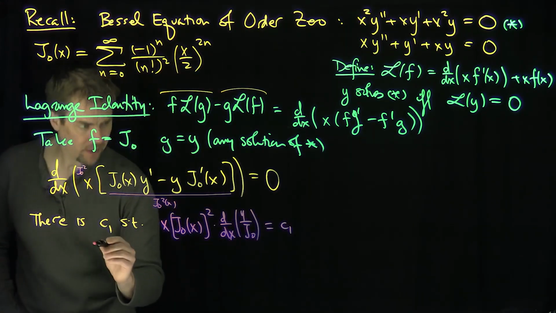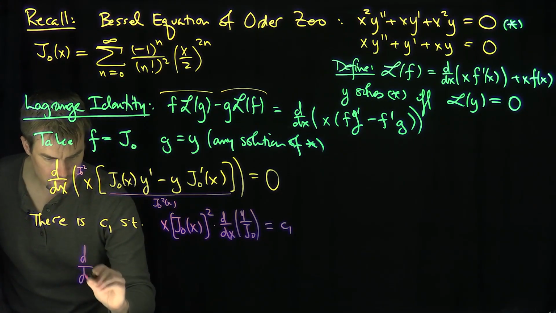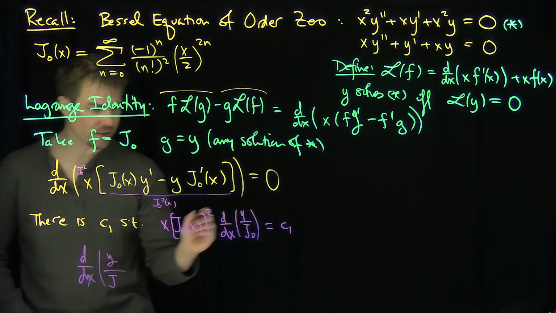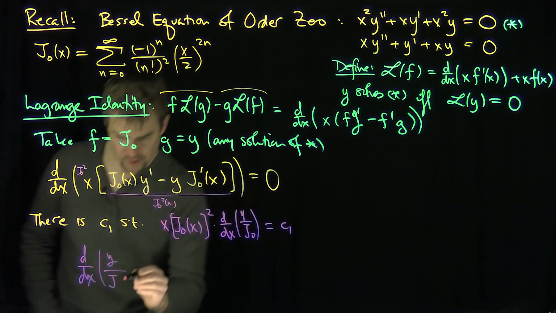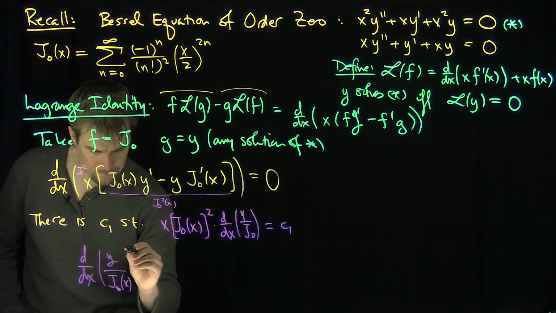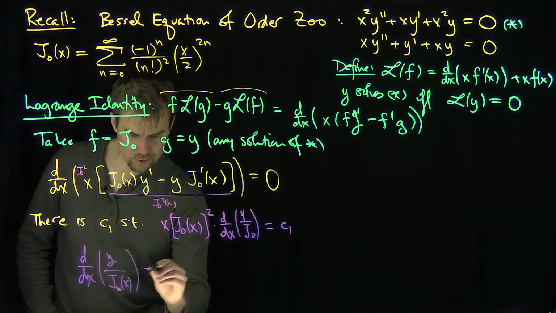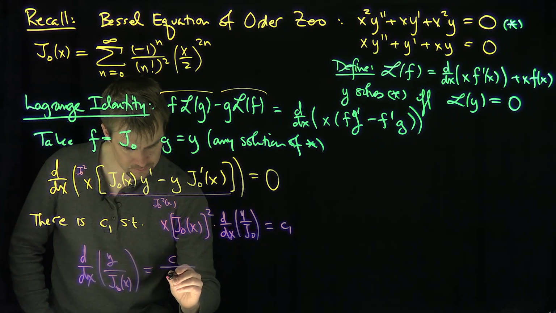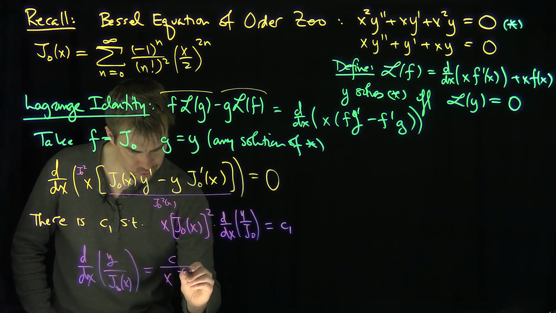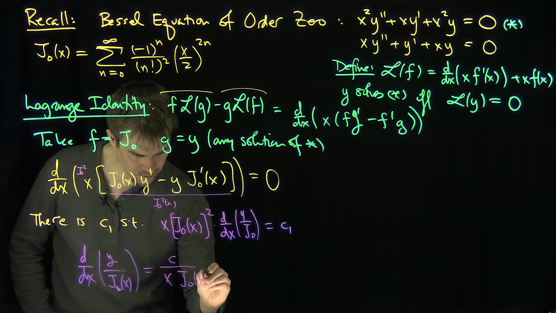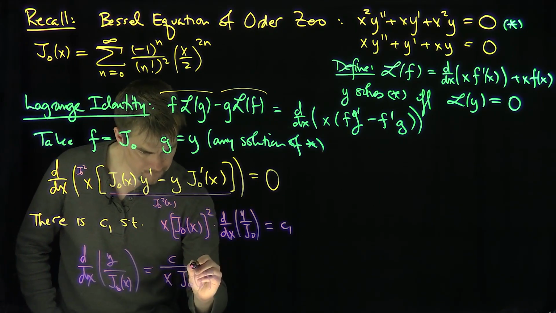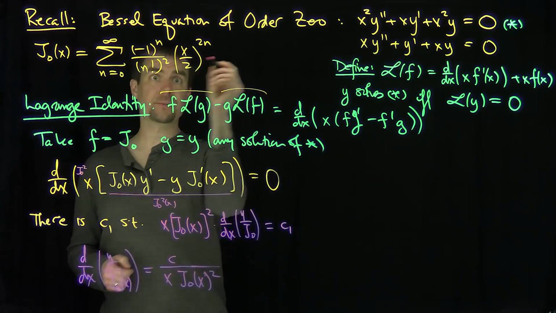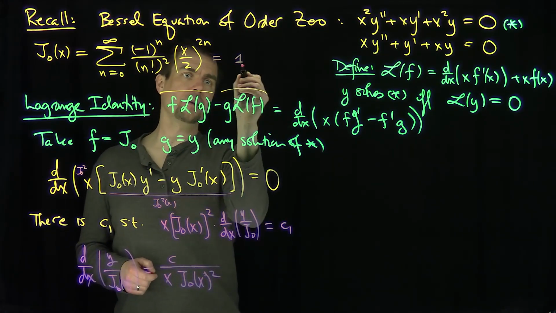So therefore, d by dx of y over J0, so that's of course J0 squared, just J0 of x, is equal to a constant c over x times J0 of x quantity squared. Great.